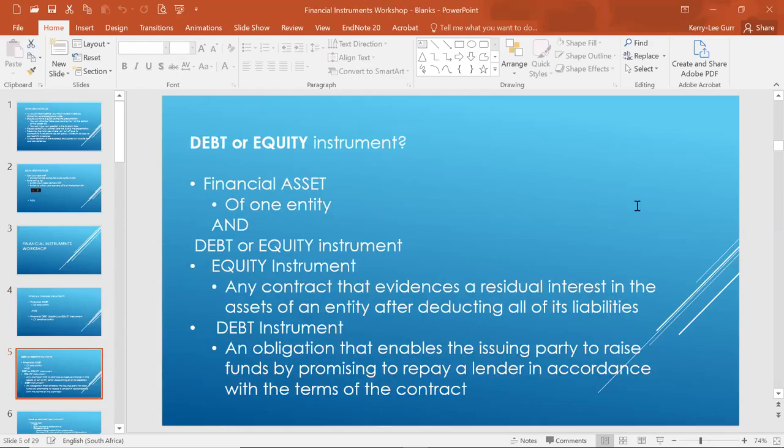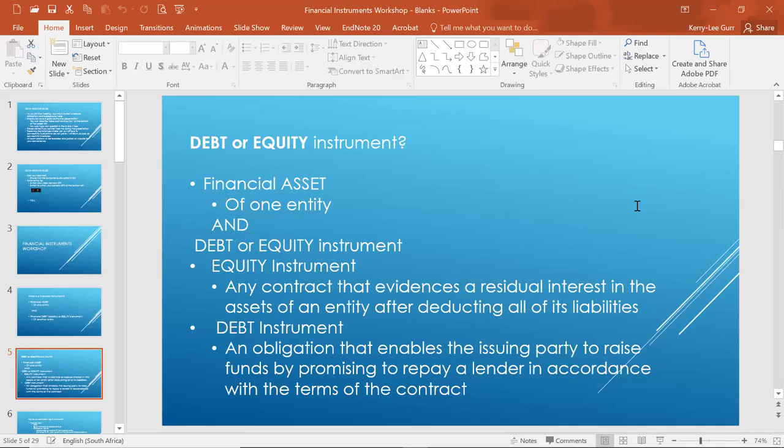So one of our first steps you'll see that we come across, because I have made steps for you when tackling your financial instrument question, is we need to decide, do we have a debt or an equity instrument? When we are looking at our debt or equity instruments, how are we going to classify these?